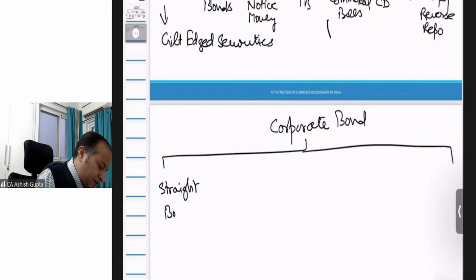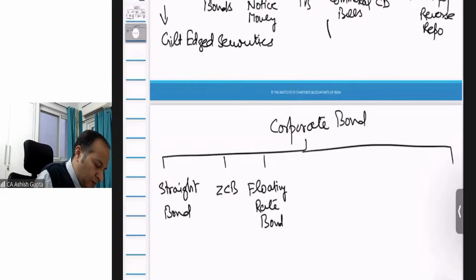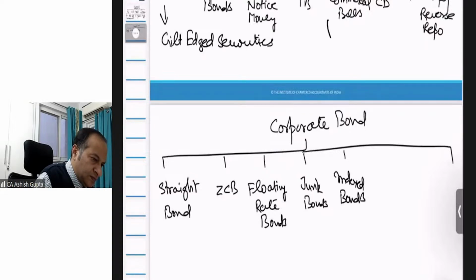Now, first of all, it is called state bond. Okay, then it is zero coupon bond. Then it comes floating rate bond. Then it comes junk bonds. Then it comes index bonds. Then it comes bonds with embedded options.